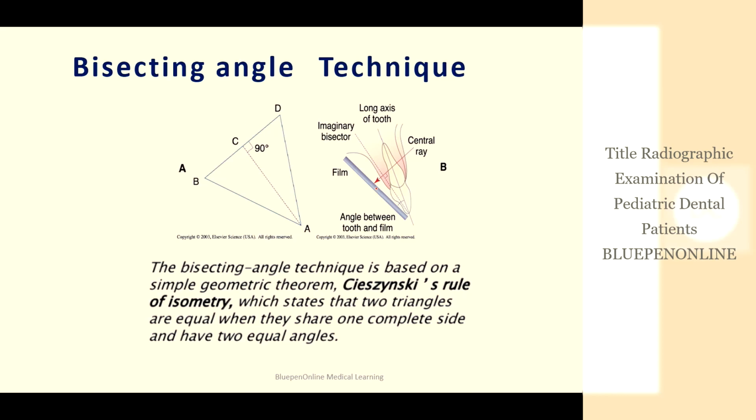In this case, the film will be placed very close to the tooth. This is based on the rule of isometry, which states that two triangles are equal when they share one complete side and have two equal angles. So AB represents the film, AD represents the long axis of the tooth, and AC is an imaginary bisector. Here the angles will be equal, and this is the central ray, which will be perpendicular to the imaginary bisector.